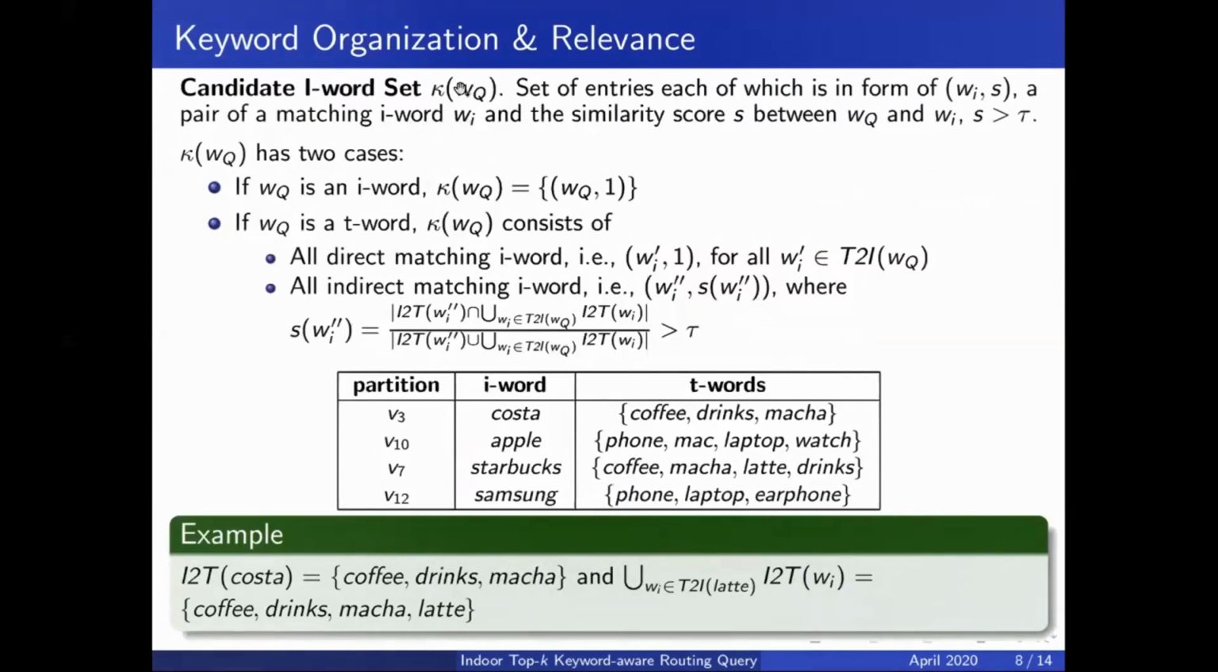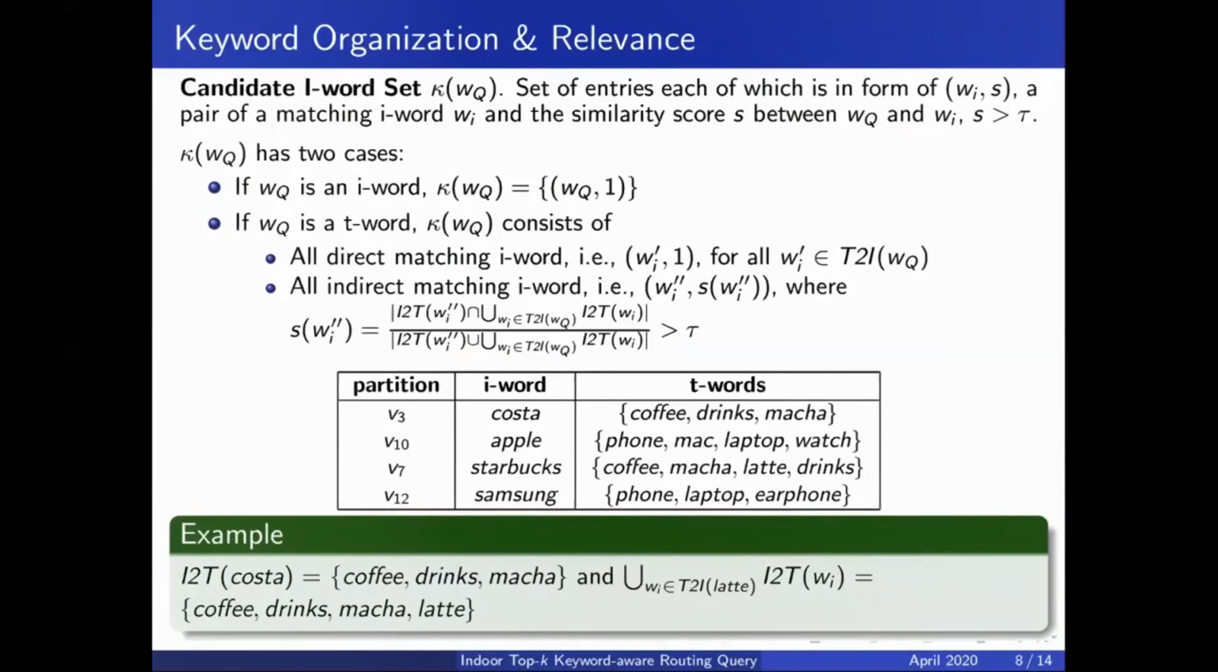For example, if WQ is coffee, then its direct matching I-words are Costa and Starbucks, and the similarity equals 1. Kappa WQ also includes all the indirect matching I-words. The indirect matching I-words are retrieved from similarity calculation. And here we measure it in the form of Jaccard similarity. It is like the proportion of T-words that those two I-words share. The larger the proportion, the more similar they are. If the proportion is larger than the threshold, we will include it into kappa.